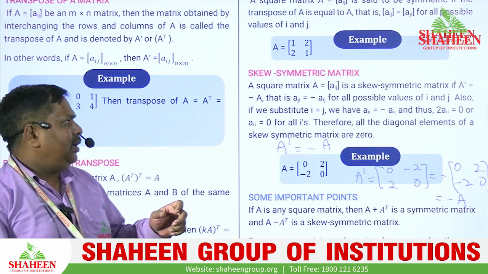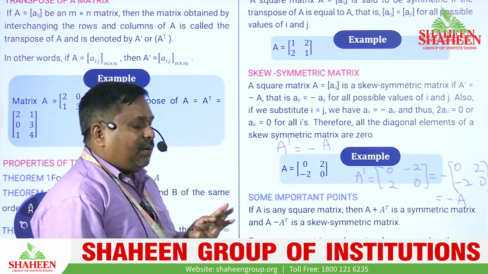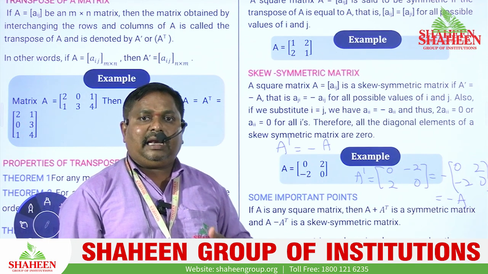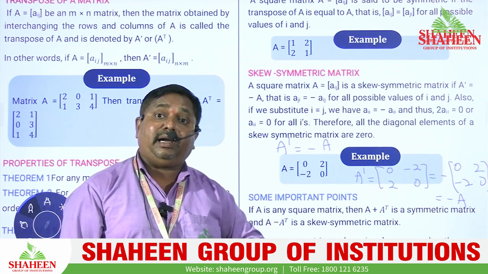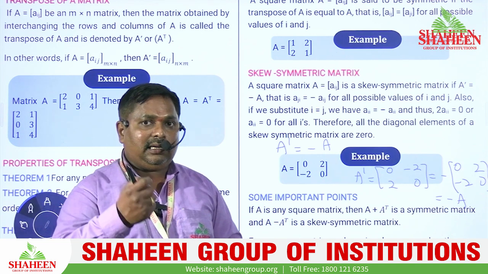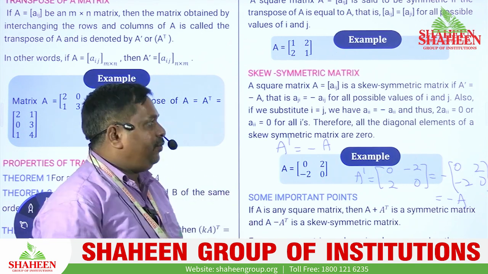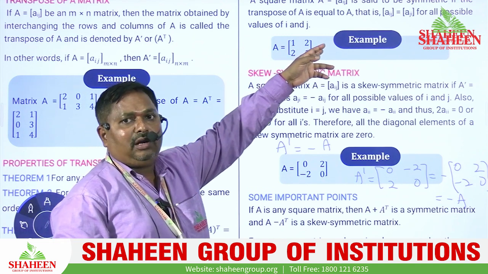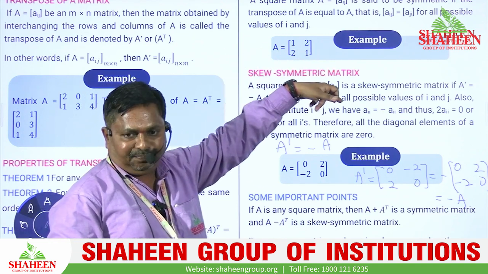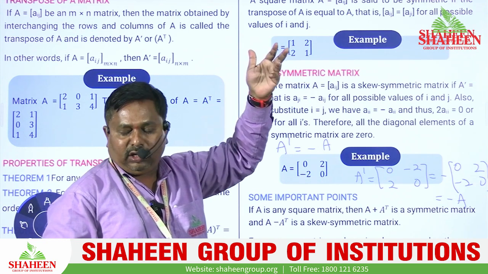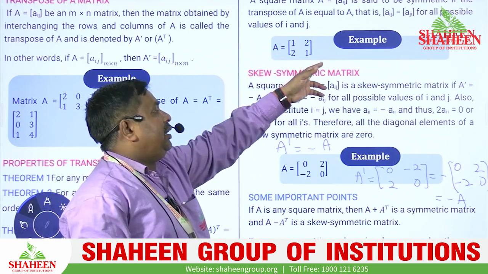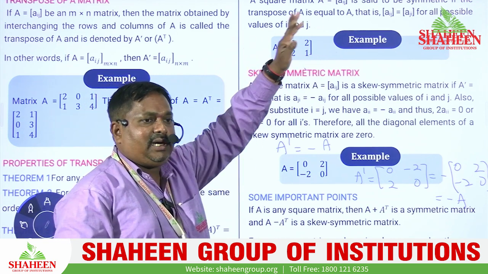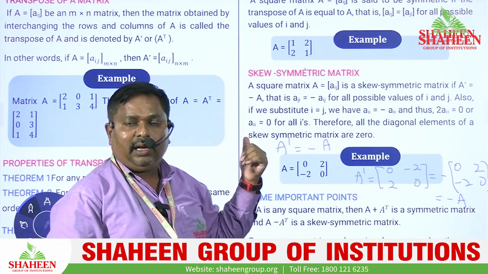Here, by observing the matrix directly, we can identify whether the given matrix is symmetric or skew symmetric. That method I will tell you. In this example, look at the diagonal elements. Diagonal means from left top to right bottom. This is also called the principal diagonal. Here, with respect to the diagonal elements, the upper and lower elements are the same.